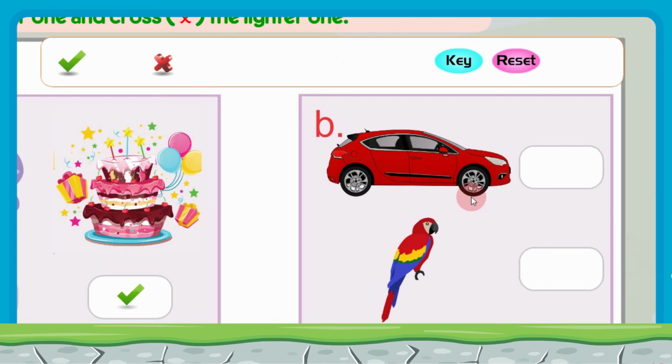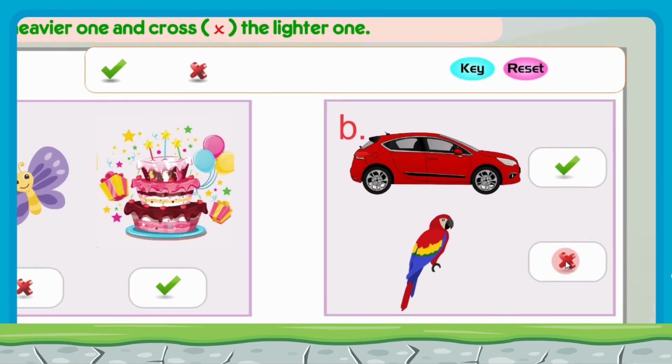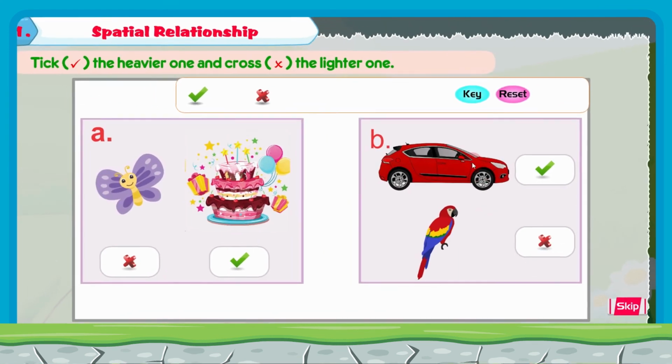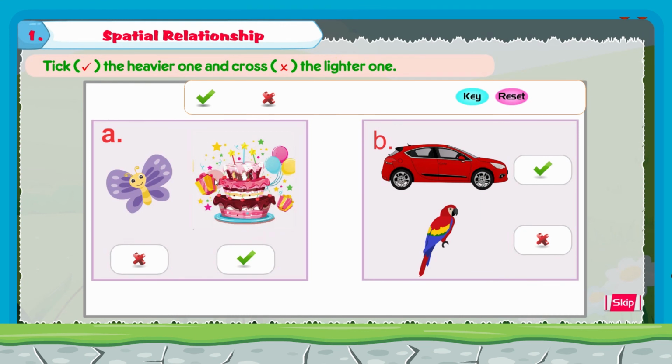The car is big and the parrot is small. If you compare also, you can imagine the car will be big and the bird will be small and light. So, the car is heavier than the bird here and the bird is lighter. We will put the tick mark for the heavier one and the lighter one will be the bird. So, we will put a cross mark here. Lighter one, heavier one. In this picture, cake is heavier. So, we put the tick mark and the butterfly is the lighter one.